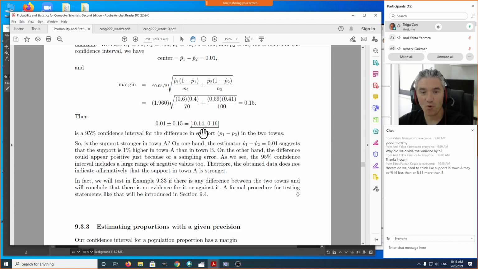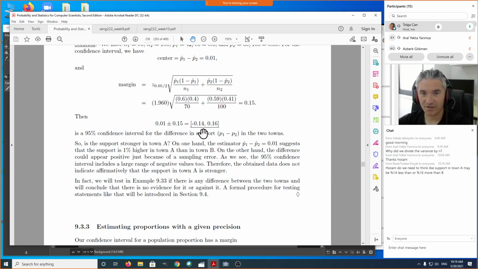It's either 14 percentage points less or 16 points more than in town B. With 95% confidence, we can say that. Okay, so what you have written is correct. It's either 14% points less or 16 points more than B. Yeah, and we're 95% confident in that.